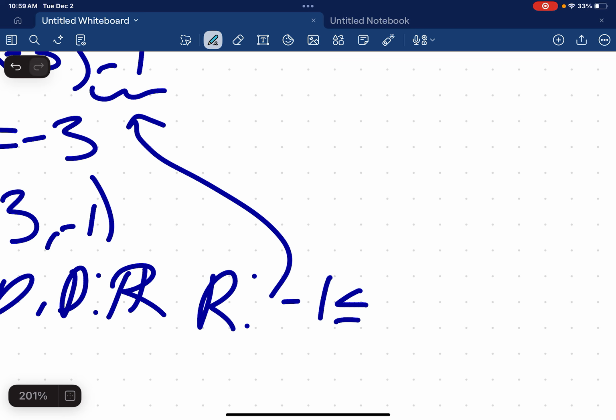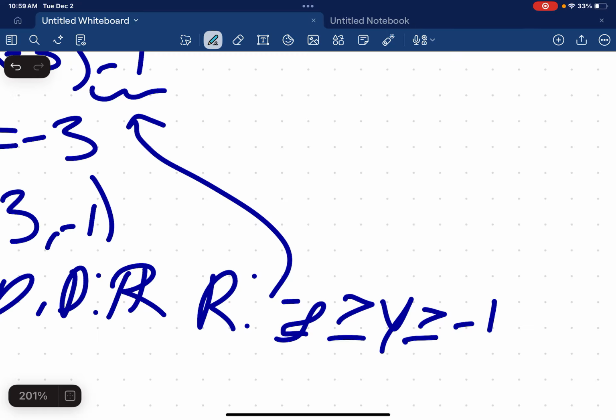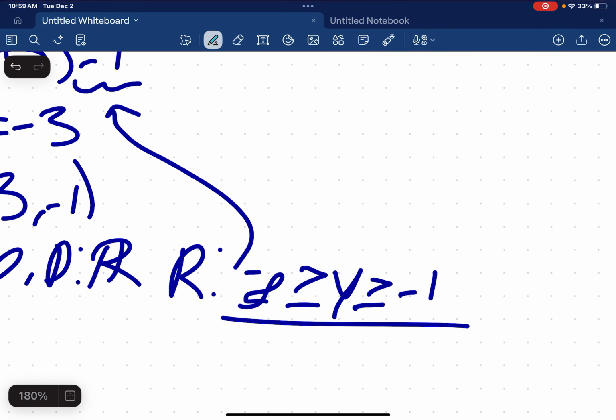Oh, not like that. How should I even state this? Okay, so y is going to be greater than or equal to negative 1. Alright.